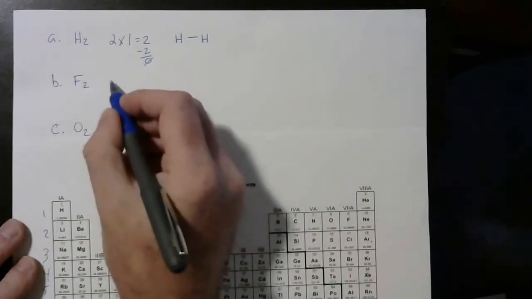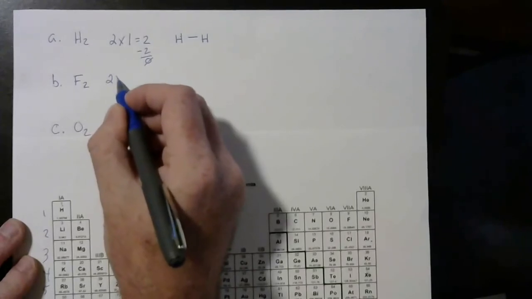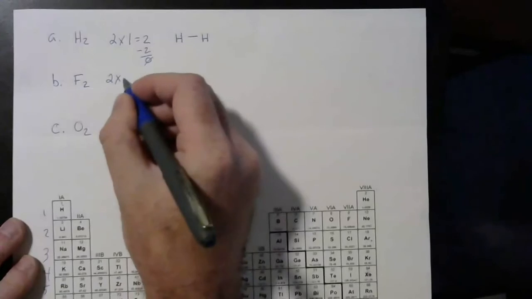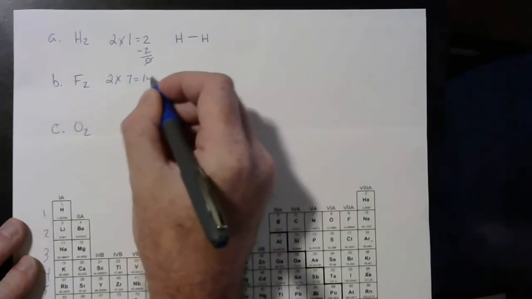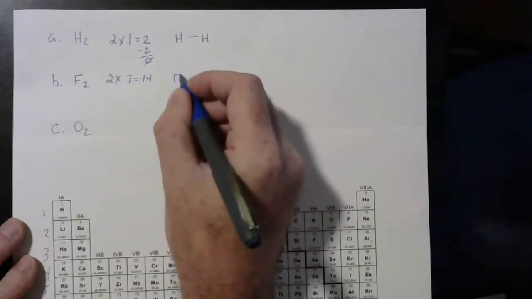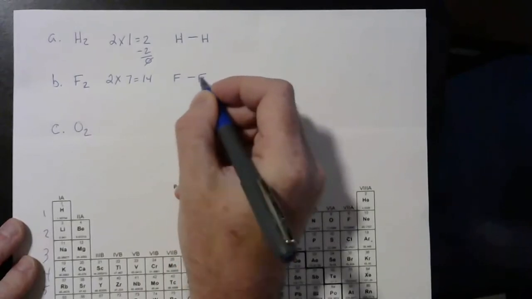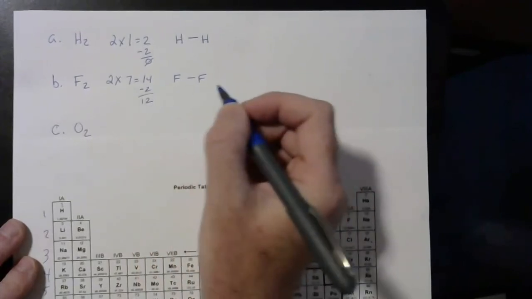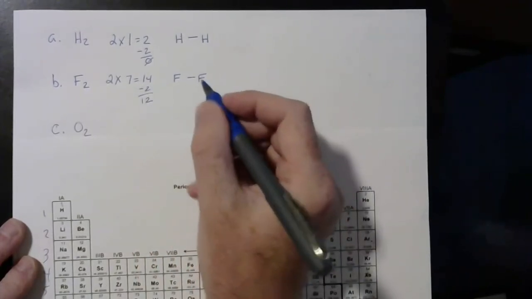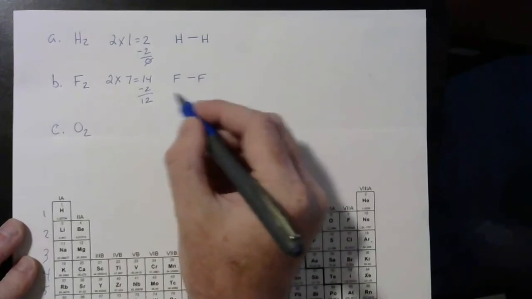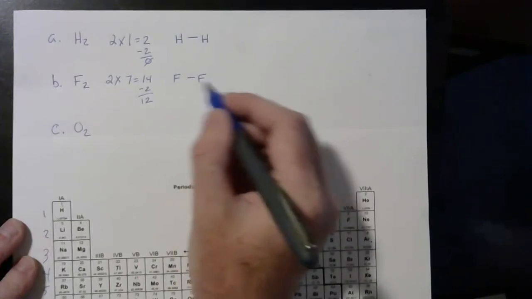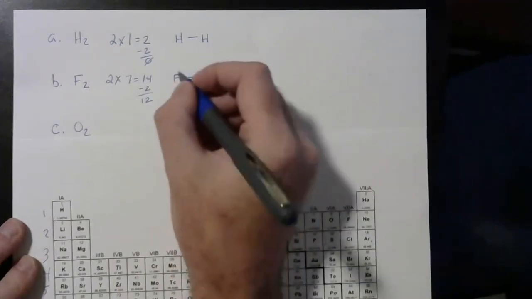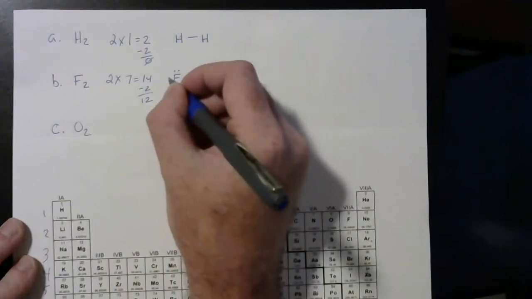Next one, we've got 2 fluorines. Fluorine's in group 7A, so 7 valence electrons for a total of 14. Fluorine is going to be bonded to fluorine. So this time when I take away 2, I've got 12 left. When I evaluate the octet rule, each fluorine is supposed to have 8, but they only really have 2. So I need 6 more. 6 times 2 is 12. So that means I would add in the non-bonding electrons.